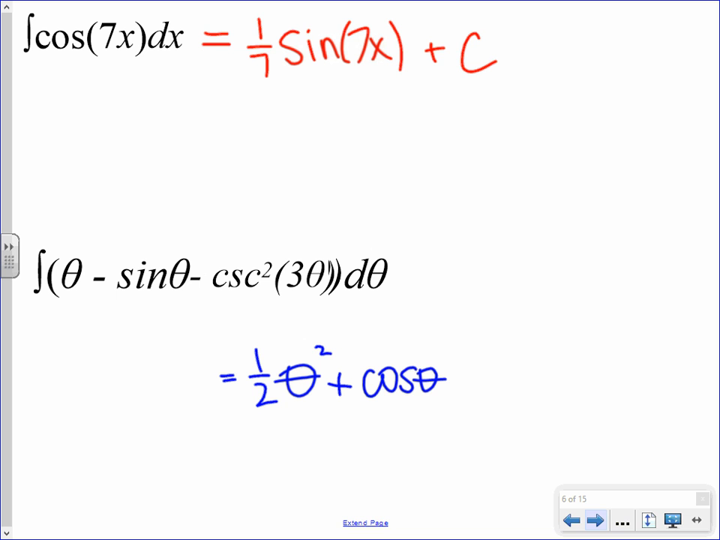All right, and then cosecant squared. Michael, what's the antiderivative of cosecant squared? Negative cotangent. Okay, so we are subtracting a negative cotangent of 3 theta, but since that 3 is inside with the theta, what do we need to multiply cotangent by? 1/3. Very good.